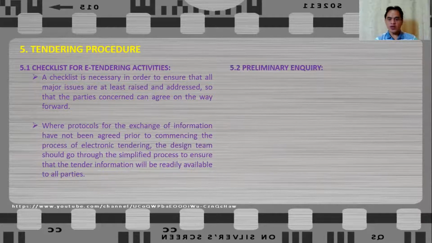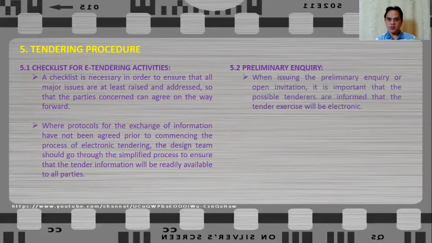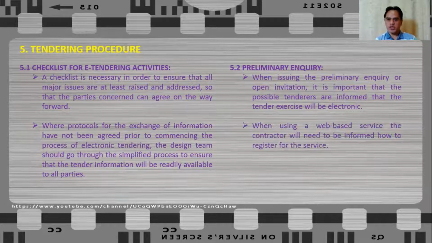So after you have this checklist, you proceed with your preliminary inquiry. When issuing a preliminary inquiry or open invitation, it is important that the possible tenderers are informed that the tender exercise will be electronic. And when using a web-based service, the contractor will need to be informed how to register for the service.